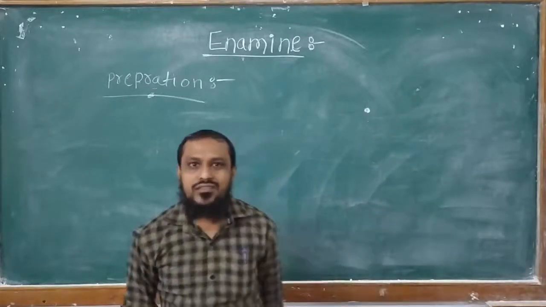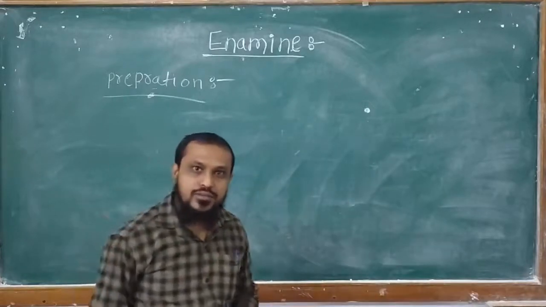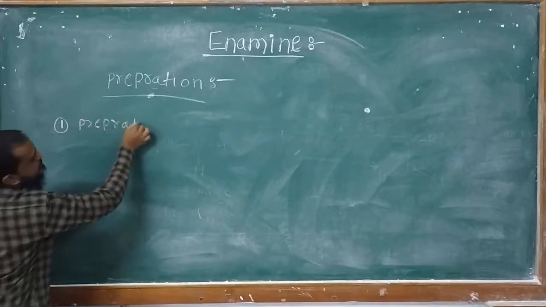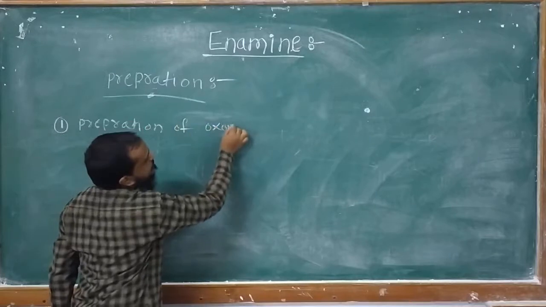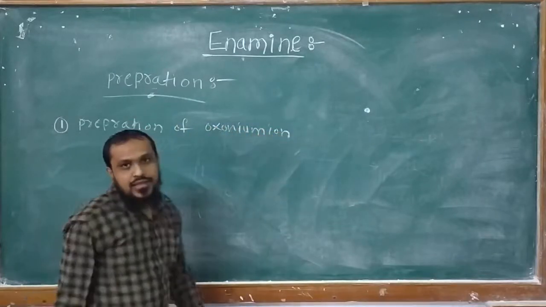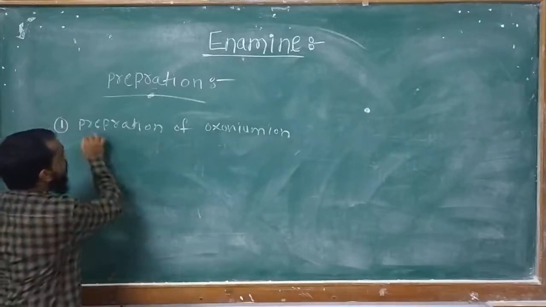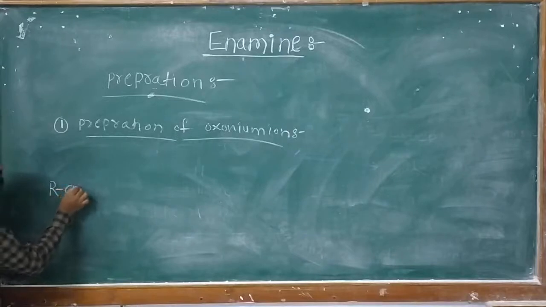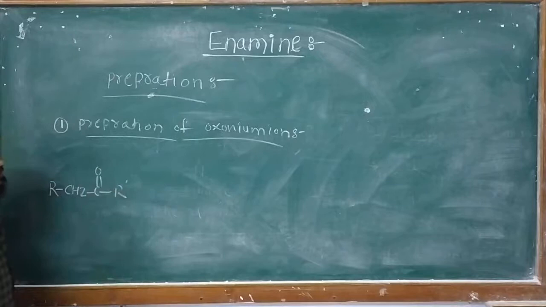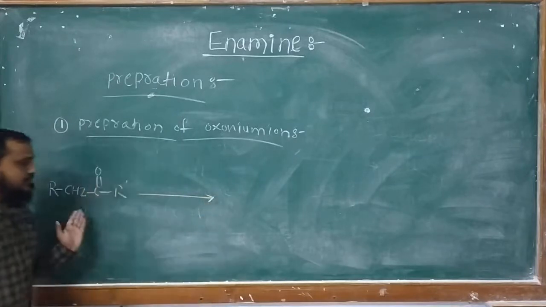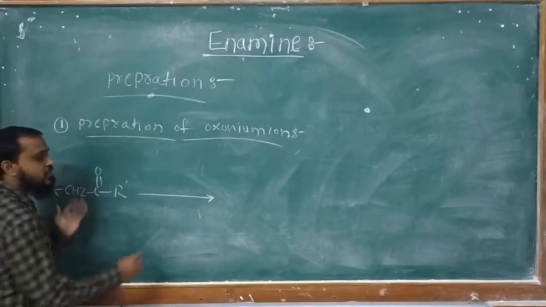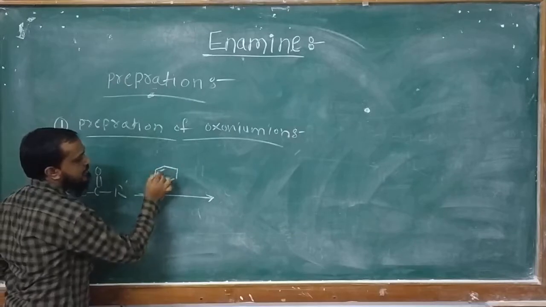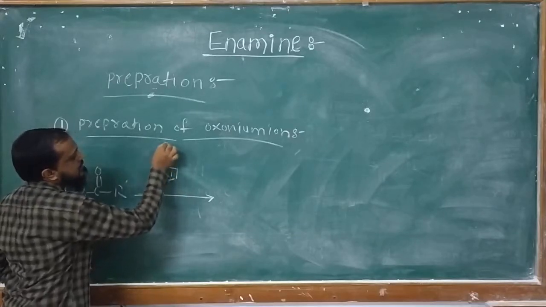So the mechanism of preparation of enamine consists of 3 to 4 steps, okay? We will see one by one. Now the first step is preparation of the oxonium ion. In the first step of preparation of enamine, the oxonium ion will be formed. Now let us see here, I have taken our carbonyl compound. So in the first step of the reaction mechanism, this carbonyl compound undergoes protonation with the acid. So here I generally use paratoluene sulfuric acid. This is the structure of paratoluene sulfuric acid.